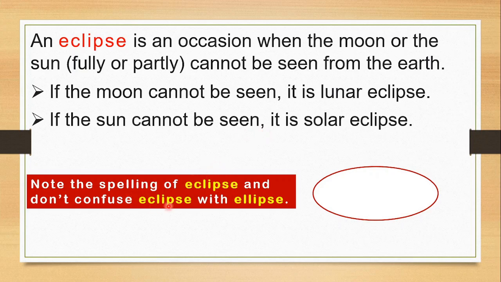And by the way, note the spelling of eclipse. Don't confuse eclipse with ellipse. Ellipse is an oval shape. There is an oval shape called ellipse. So do not confuse the shape ellipse and eclipse. Note down the spelling, and it is different from the shape ellipse or oval shape.